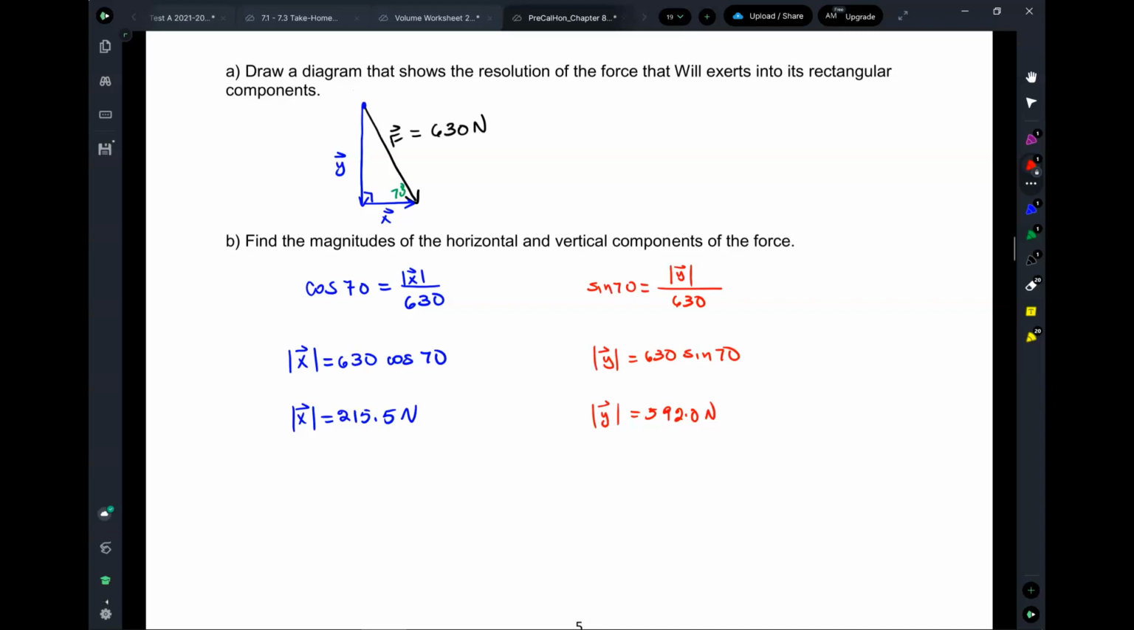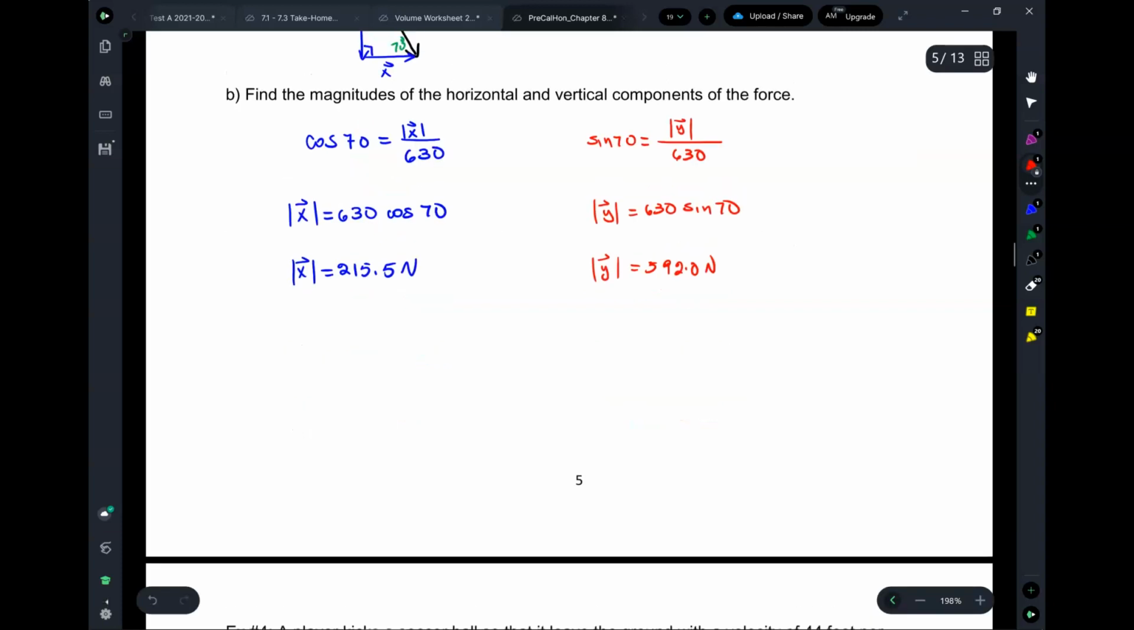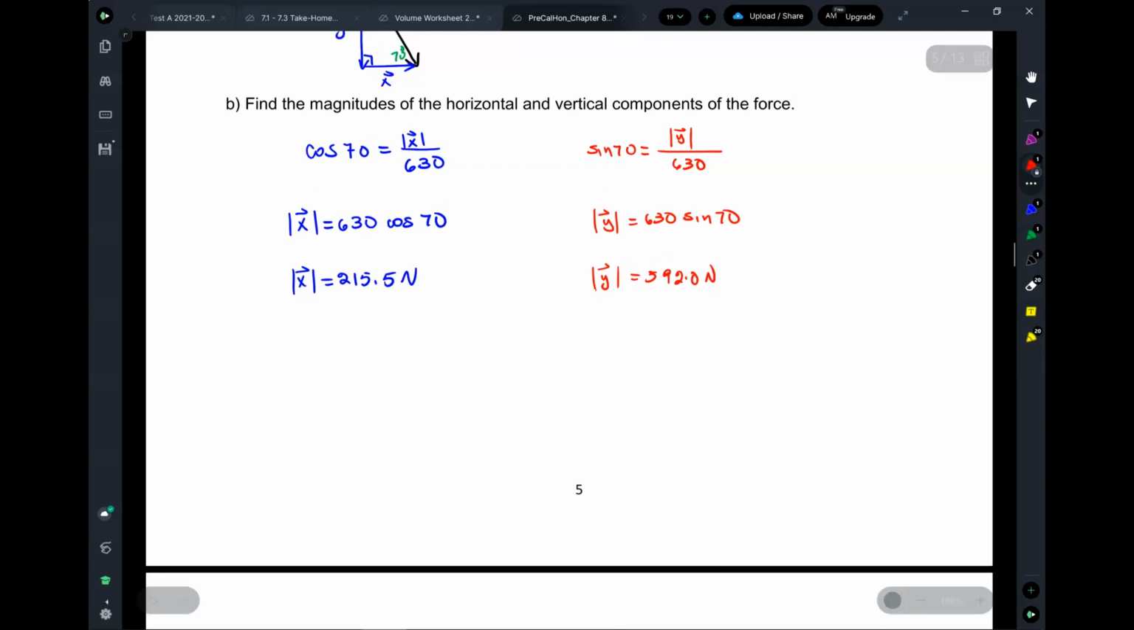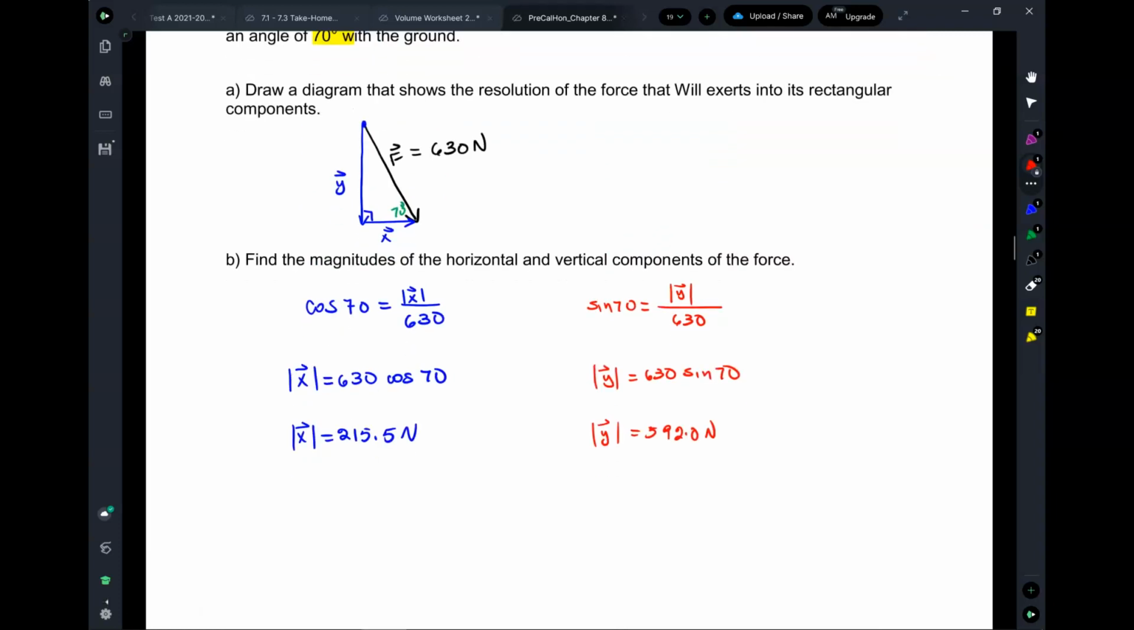Would that be the difference between like using negative versus not? Yep. Okay, so take a look at x and y. If you were to add 250 and 592, would that give you 630? Probably. No.